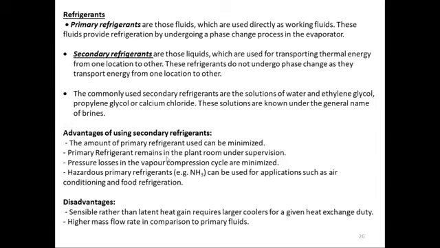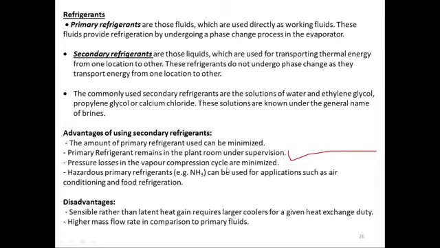Primary refrigerant remains in the plant room under supervision. If you are using a refrigerant which is either toxic or flammable, then it is better not to send that refrigerant throughout your plant or building, because it may be dangerous. So instead, for example with ammonia, instead of sending ammonia throughout the plant or the building, it's better to use ammonia in a chiller and then send the chilled water or the chilled brine throughout the building. So that way it is safer.